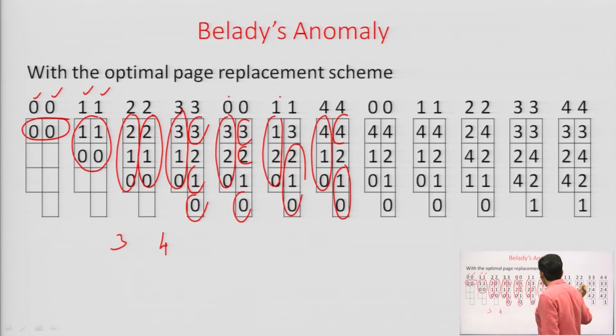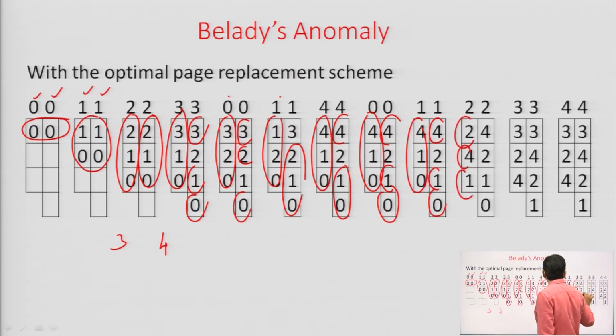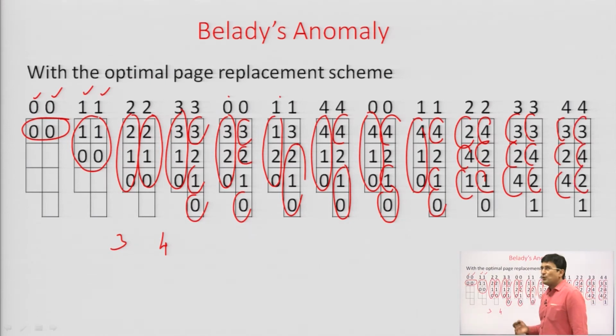It means that in every scheme, we can check with the other part as well. 4, 1 and 0 is present in the 4 frames as well. 2, 4, 1 is present here, 4, 2, 1 is present here. 3, 2, 4 is present here, 3, 4, 2 is present here. So all the pages which are present in the 3 frame scheme are available in the 4 frame also. That means it is following some property, and what we are saying is that this is the stack property.